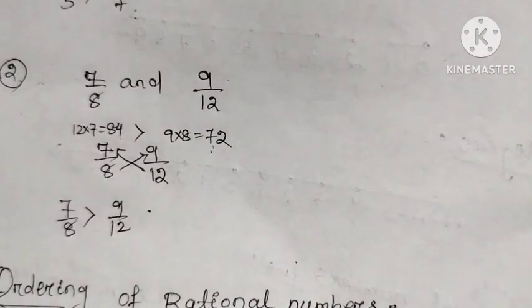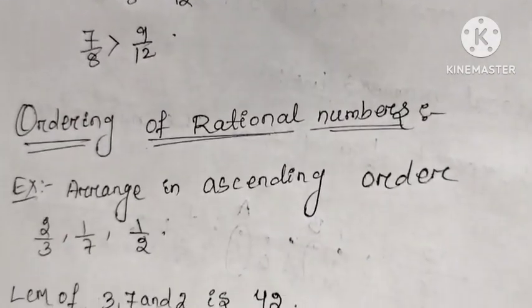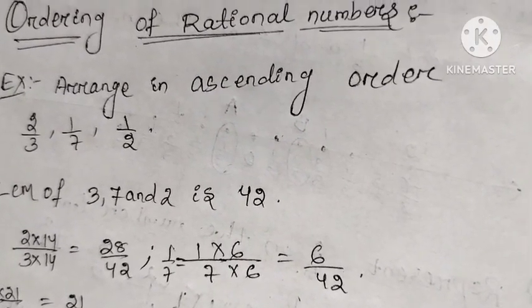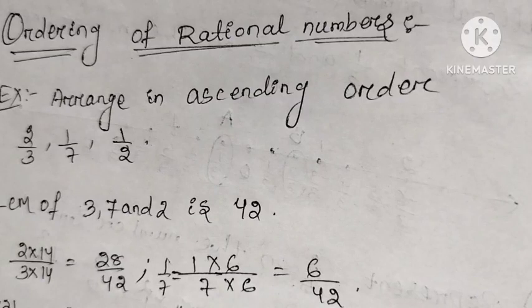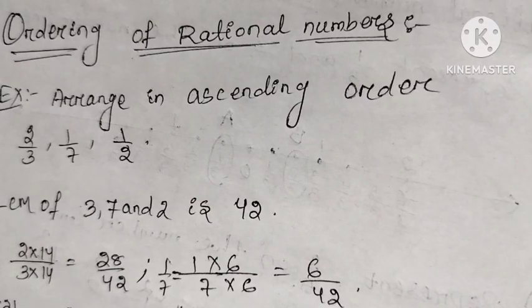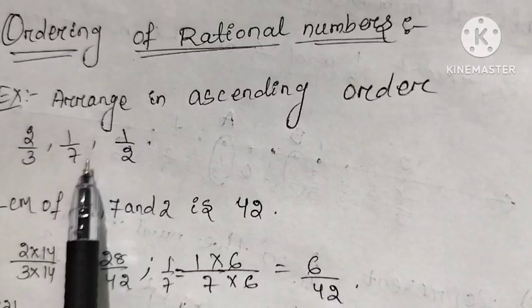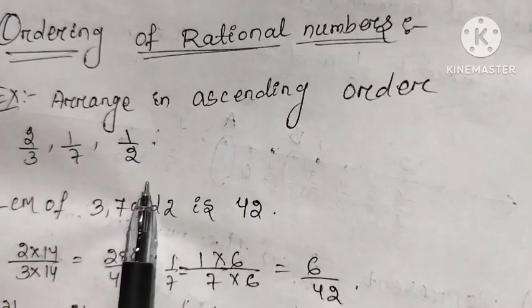Yes. Then next it is ordering of rational numbers. How to order? In ascending order and also in descending order. Ascending means smaller to bigger. Descending means bigger to smaller. Arrange in ascending order 2 by 3, 1 by 7, 1 by 2.